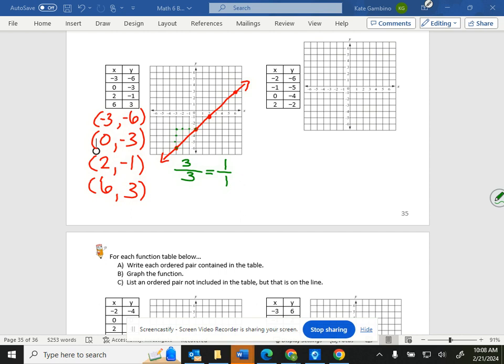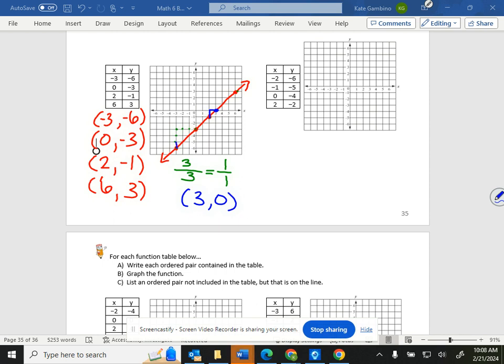So now I'm going to use this new slope and I can find any other point on the line. So I might say there's a big gap between this point and this point. So I know if I go up 1/1, that point is not in my function table, but it's on the line. So I'm going to say what that ordered pair is. So that would be 3, 0. Is that the only answer we can put?